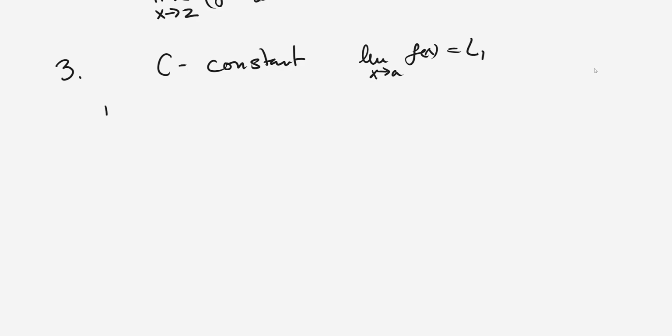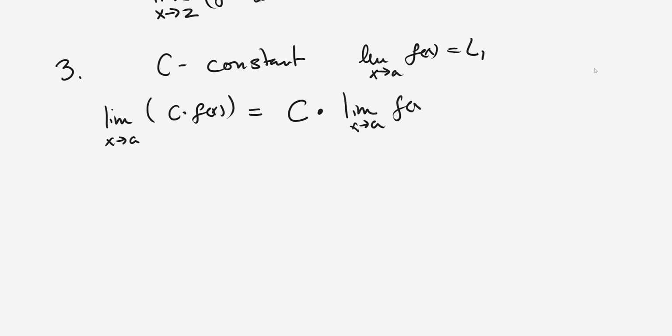So we can look at the limit of c times f of x as x goes to a, and in that case it's equal to c times the limit as x goes to a of f of x, or c times L1. And this is a very obvious rule.